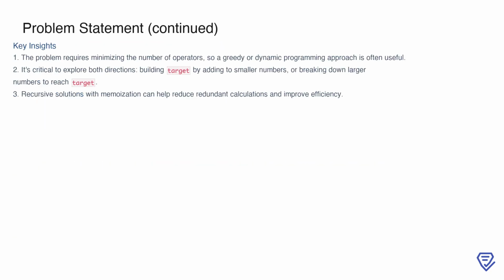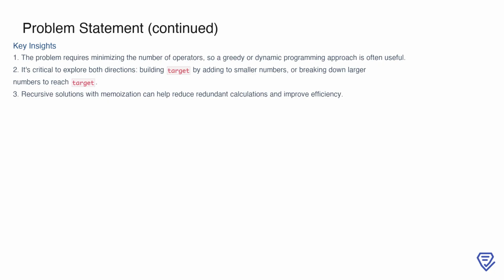To solve this problem effectively, we need to focus on key insights. First, since the goal is to minimize the number of operators, approaches like greedy algorithms or dynamic programming can be highly effective. These methods allow us to explore different ways of building the target, either by starting with smaller numbers and adding to them, or by breaking down larger numbers.